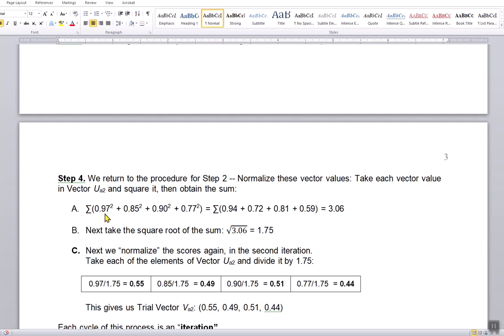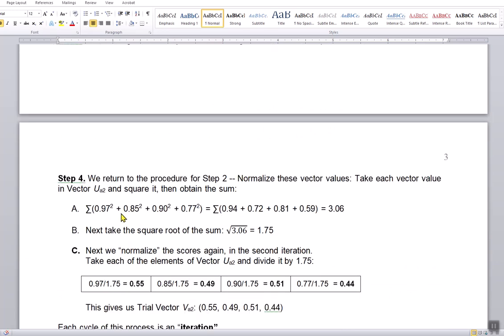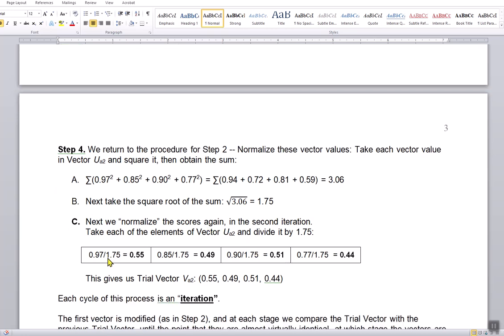We take the sum of the values in this transformed correlation table that we have over here, which we now call vector 2. We take these numbers, square them, add them up, we get 3.06, and then we take the square root of that. Because they were squared over here, we want to take the square root to turn it back into its original unit of measurement. And it's 1.75. And then we normalize them using the same process as before: 0.97 divided by this number 1.75, 0.85 divided by 1.75, etc. And this gives us trial vector 2.